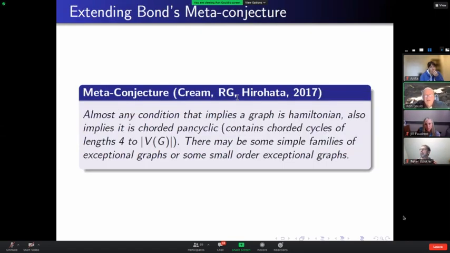Well, with Megan Cream and Hirohata back in 2017, we decided to extend Bondy's meta-conjecture: that almost any condition that implies the graph is Hamiltonian also implies it is chorded pancyclic. That is, contains chorded cycles of every length from 4 to the order of the graph. There may be some simple families of exceptional graphs or some small order exceptional graphs. And of course, we're saying almost any condition. It's not hard to find conditions that don't do this.